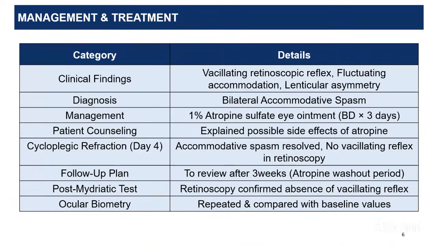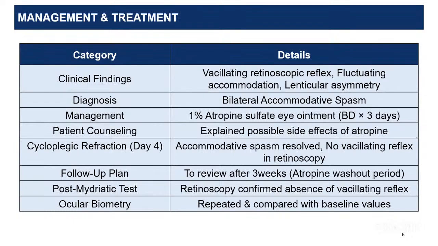Management and treatment: the clinical findings, including vacillating reflex observed during retinoscopy, fluctuations in accommodative response and asymmetry in lenticular parameters between the two eyes, indicated the diagnosis of bilateral accommodative spasm. The patient was prescribed 1% atropine sulfate eye ointment and advised to administer it twice daily for 3 days to alleviate the accommodative spasm. The patient was counseled regarding the possible side effects of atropine, such as increased light sensitivity and potential dryness of the eyes.